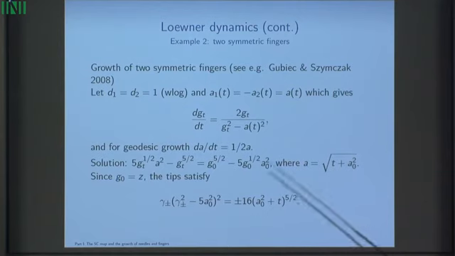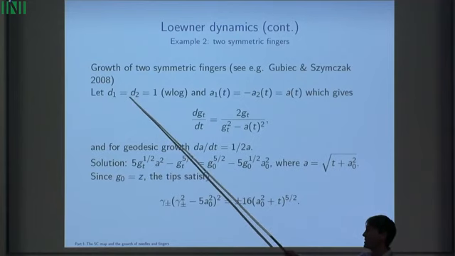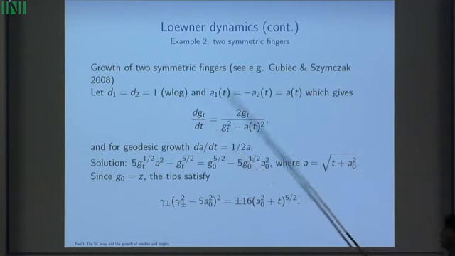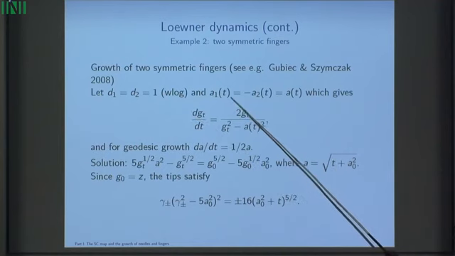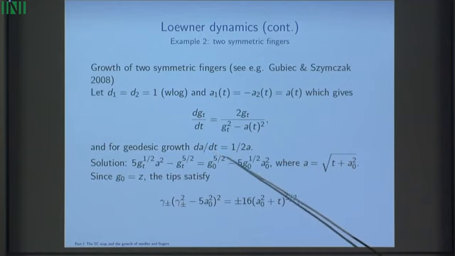So again, without loss of generality, we assume that the situation remains symmetric for all time, so we can rescale time so their growth rates are constants. Let's choose them to be 1. And because of symmetry, A1 is minus A2, let's call it A of t. We can solve for A of t exactly because it satisfies that equation, substitute it into Loewner's equation, and we get this particular solution. And by the same procedure as before, the tips satisfy this particular equation.